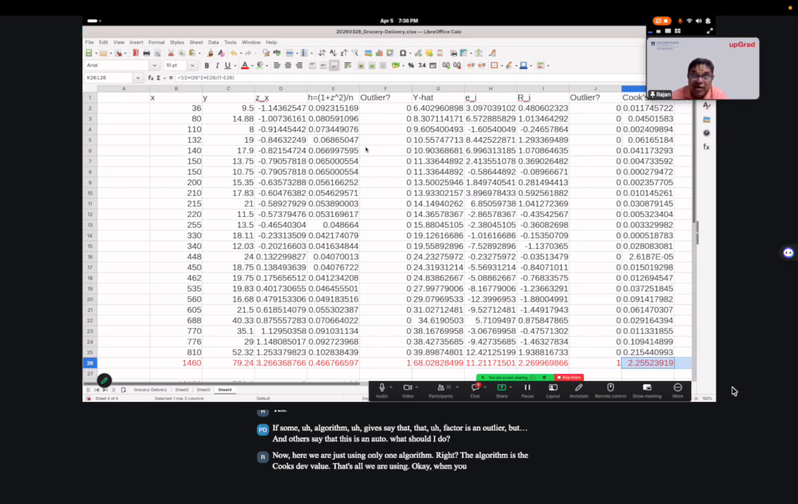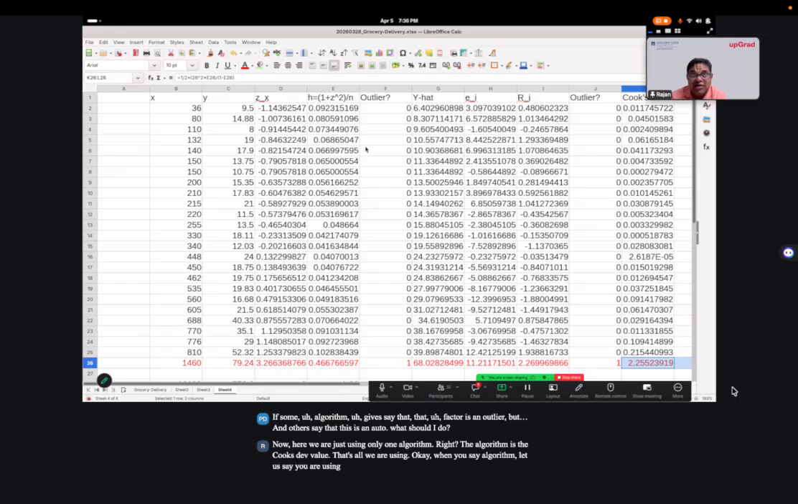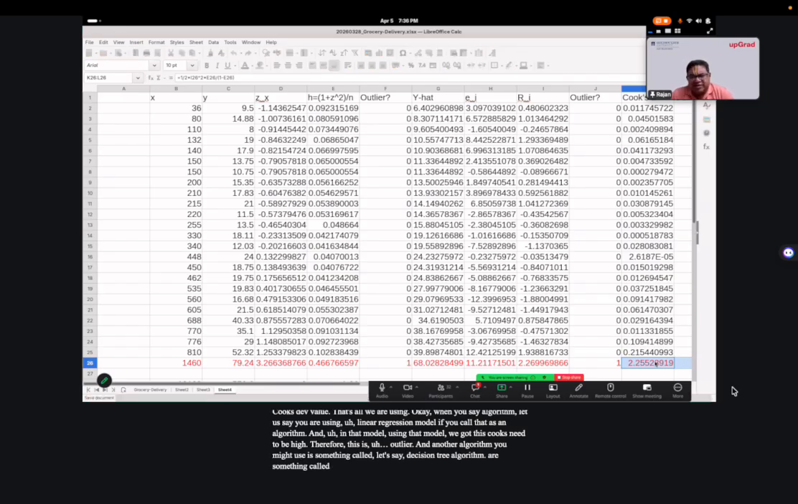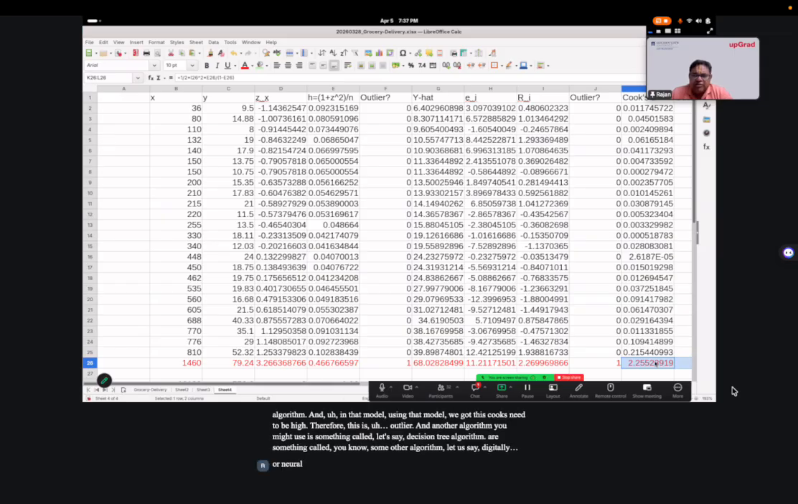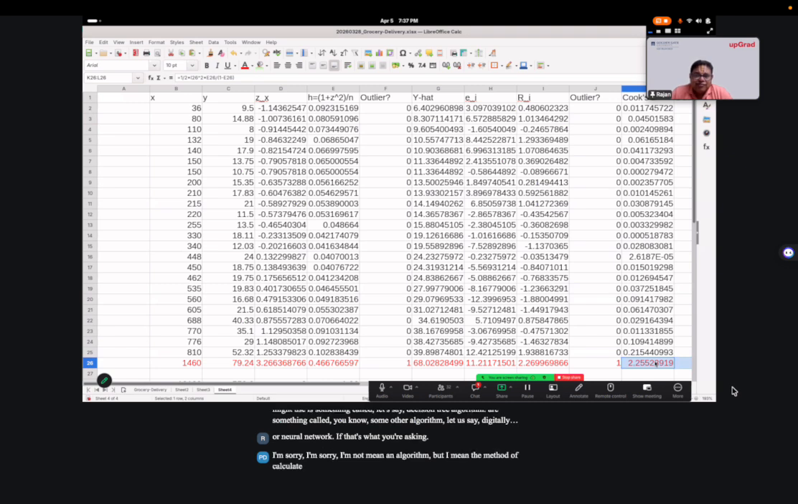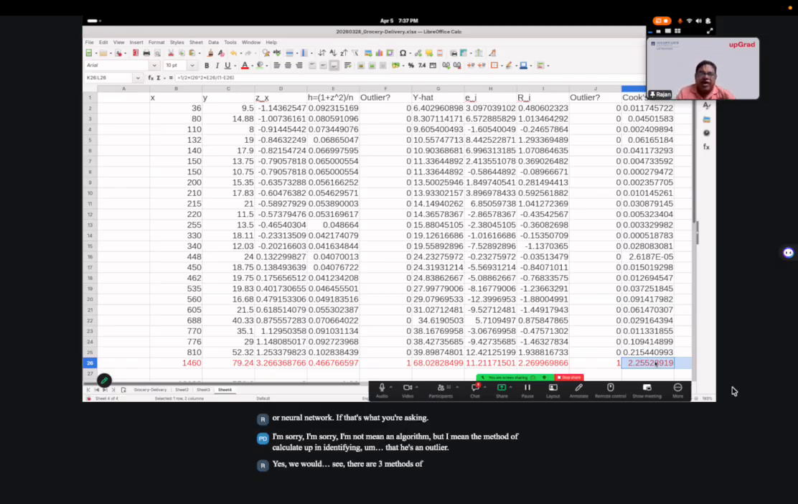When you say algorithm, let us say you are using a linear regression model, if you call that an algorithm. And using that model, we got this Cook's D to be high. Therefore, this is an outlier. Another algorithm you might use is a decision tree or a neural network. But I don't mean algorithm, I mean the method of identifying an outlier. There are 3 methods of identifying outliers.